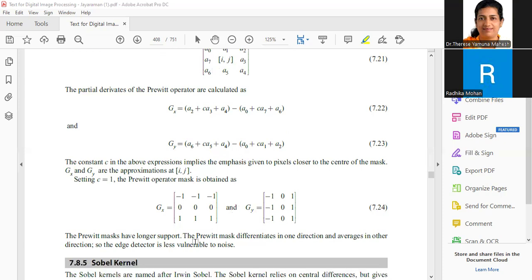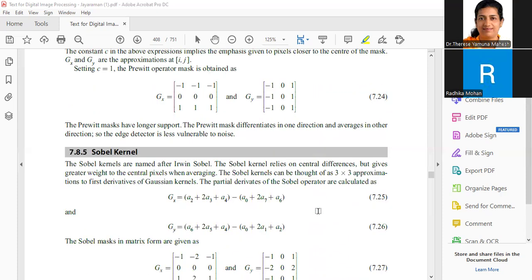So this is the Prewitt operator mask. You have two types of mask here. One is for the horizontal direction, another one is for the vertical direction. So the net operation will be the summation of all the operations of these two operators.